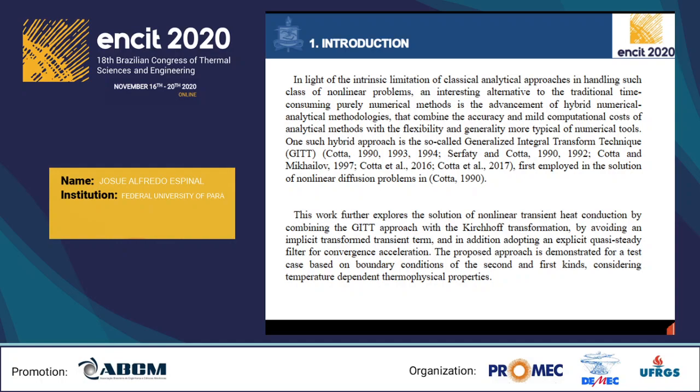This work further explores the solution of nonlinear transient heat conduction by combining the GITT approach with the Kirchhoff transformation, avoiding an implicit transformed transient term, and in addition adopting an explicit quasi-steady filter for convergence acceleration. The proposed approach is demonstrated for a test case based on boundary conditions of the second and first kind, considering temperature-dependent thermophysical properties.